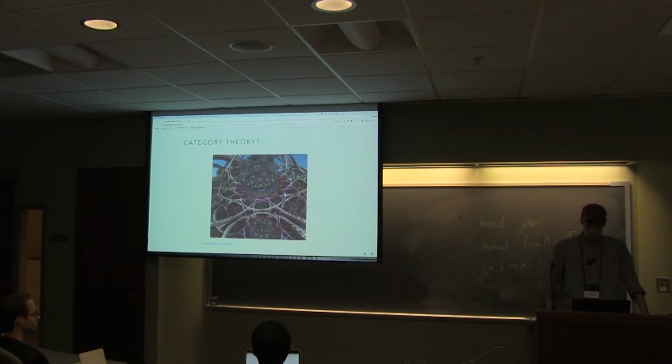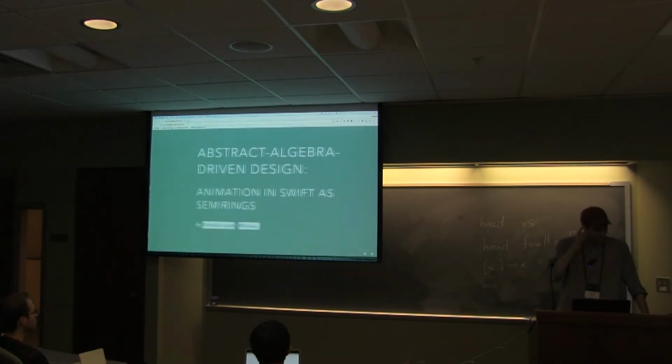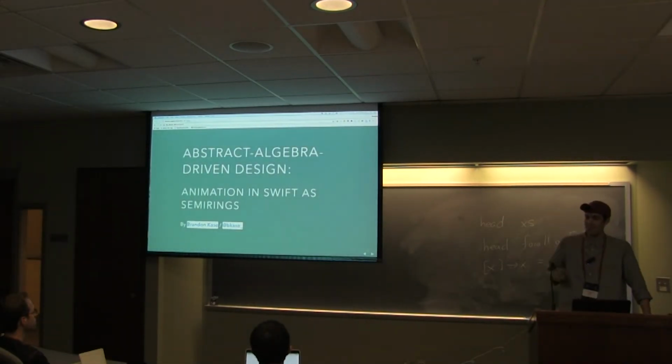So we're going to use a different branch of mathematics to help guide us, and that is abstract algebra. And that leads us to the title slide, 14 minutes in or whatever. So I'm talking about abstract algebra-driven design. Hopefully I've motivated that enough. And specifically, we're going to use animation as our example. I'm going to show it to you in Swift, and I'm going to show you how it forms what's known as a semiring. And by the end of this, even if you start from nothing, you will understand semirings, hopefully.